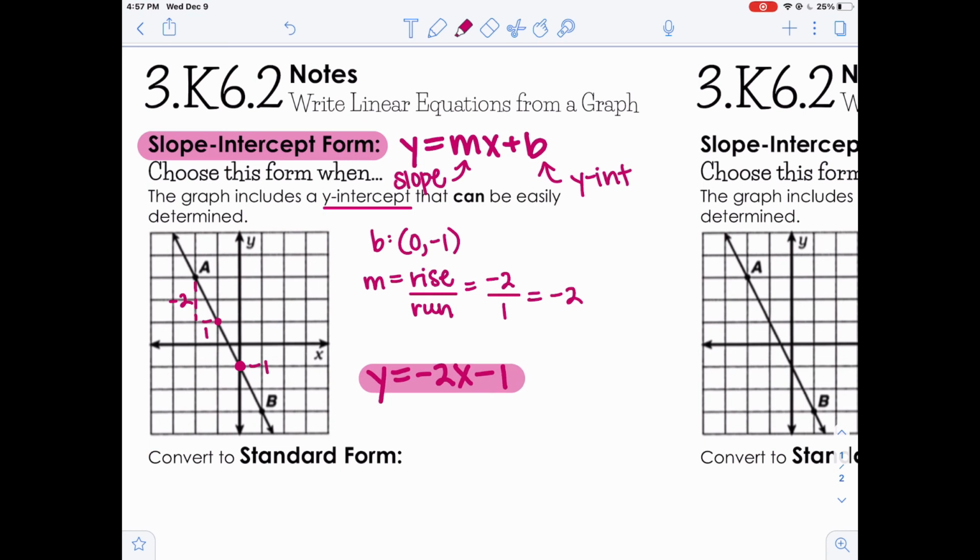Okay, so that is how we write an equation from a graph in slope-intercept form. We need two things, slope and intercept. If they're both easily determined, both visible whole numbers, then we would want to use this form.